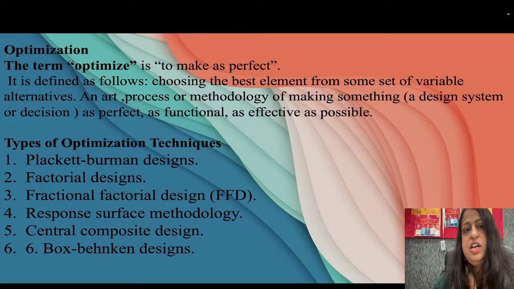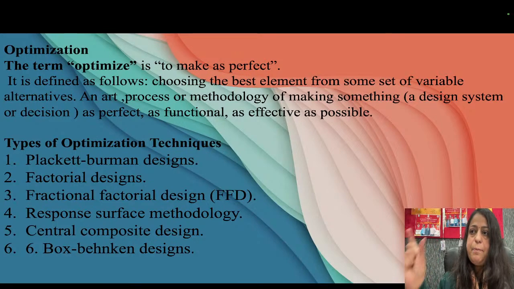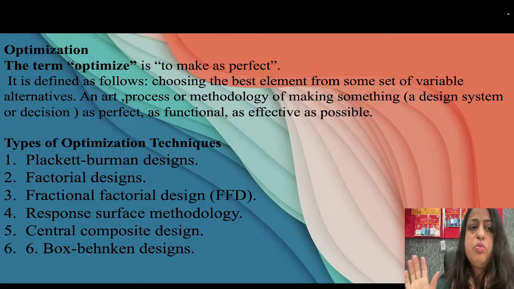Yes, optimization is to make as perfect. It means choosing the best element from some set of variables, and then we check how we can get an effective formulation. So here we are designing a system where we are optimizing our independent factors, taking the responses, and then checking the effect of these independent factors on the dependent ones to make a perfect formula, which is called an optimized formula.